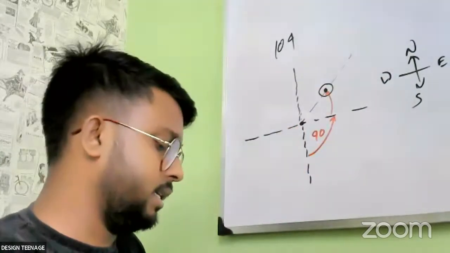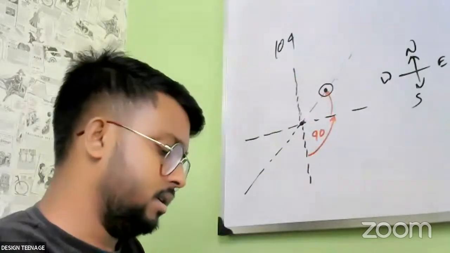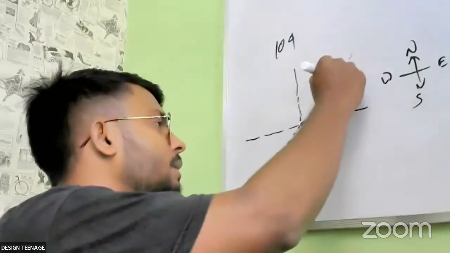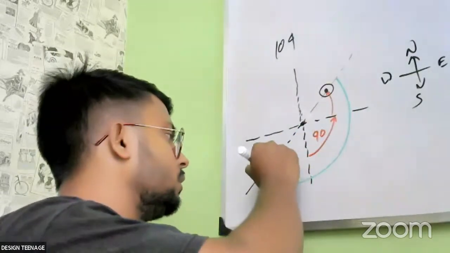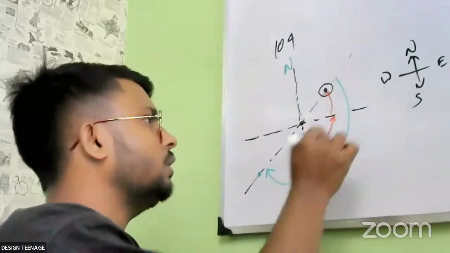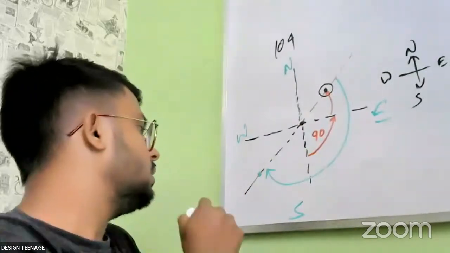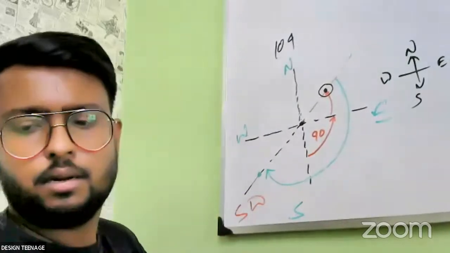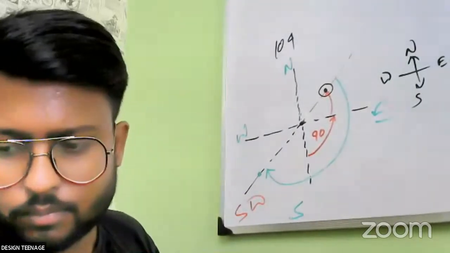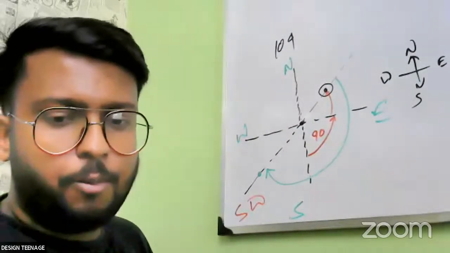So 180 degrees is on what line? 180 degrees is towards this direction, a full semicircle from where I am. If I turn a full semicircle, I reach this position. So now if this is north, this is south, this is east, this is west, this is what? This is southwest. Clear? Any doubts? No, sir. Fine. Am I audible now properly or not?